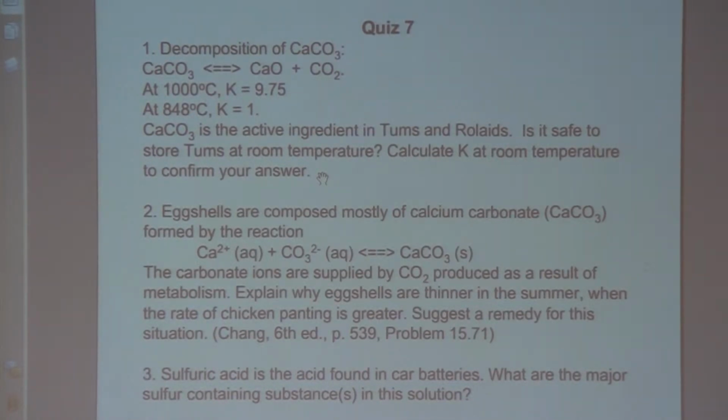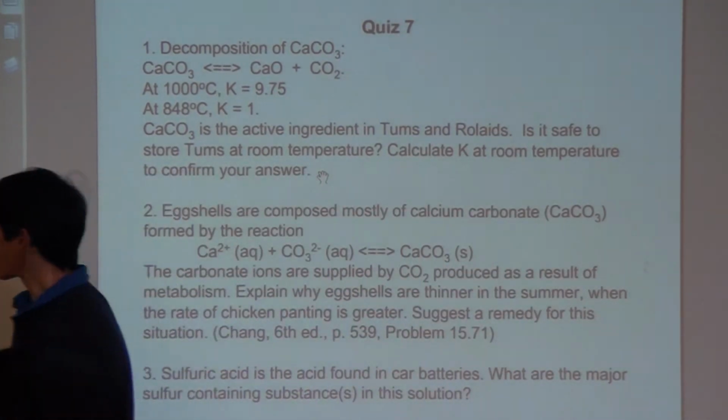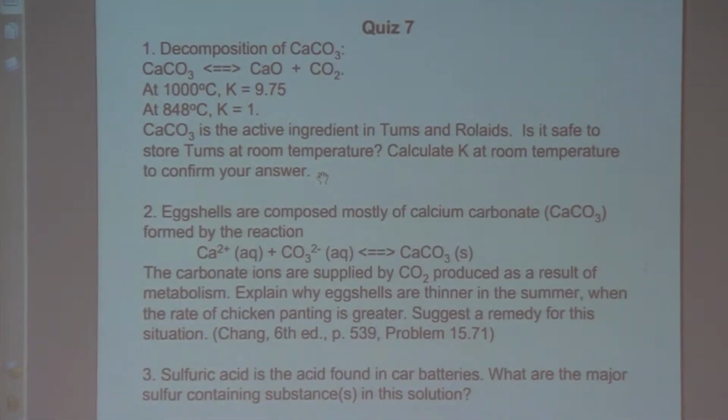Okay. Let's do question 3. Sulfuric acid is the acid found in car batteries. What are the major sulfur-containing substances in this solution? Okay, so what is the chemical formula of sulfuric acid? Okay, so it's H2SO4. And what type of substance is H2SO4?